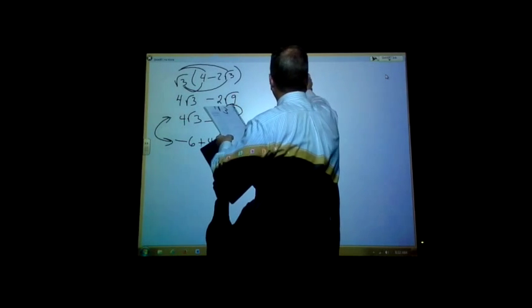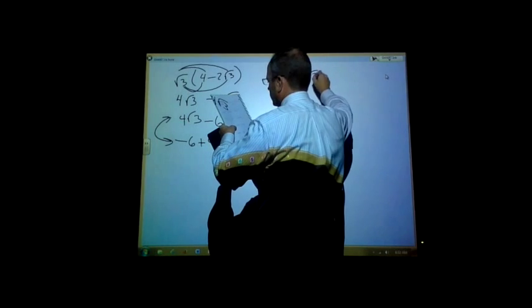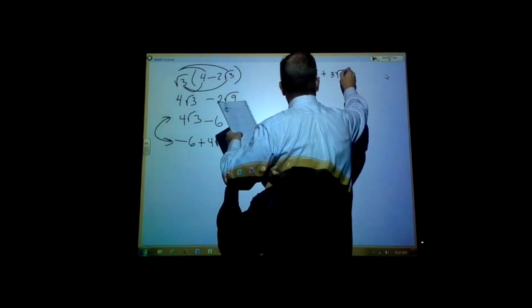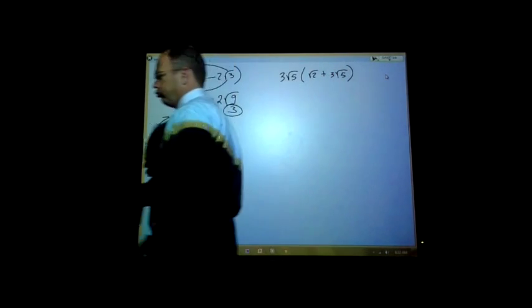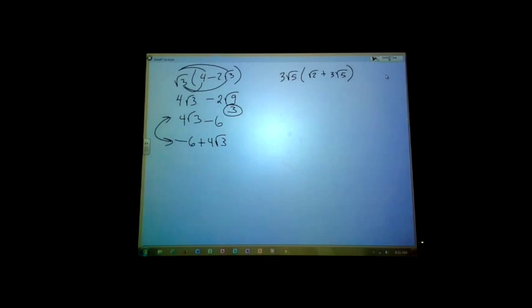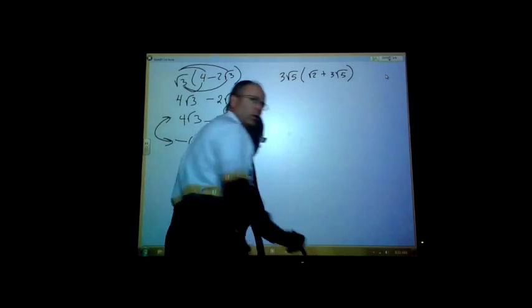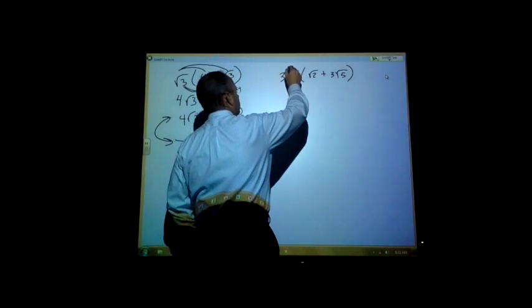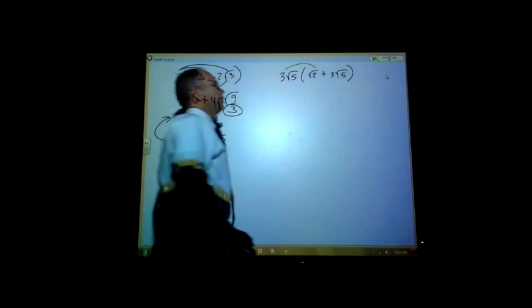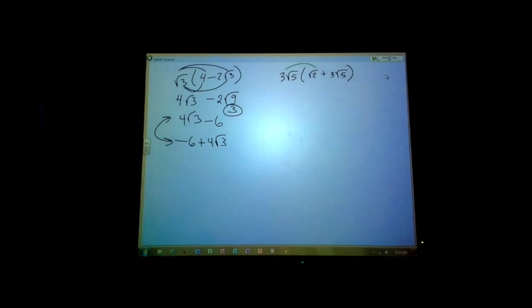Number 11. Casey, what's the big word in math that we use? Giddy up. It's distribute, not giddy up. All right, so if I multiply here and here, what's being multiplied on that very first part? What do you guys and girls think?